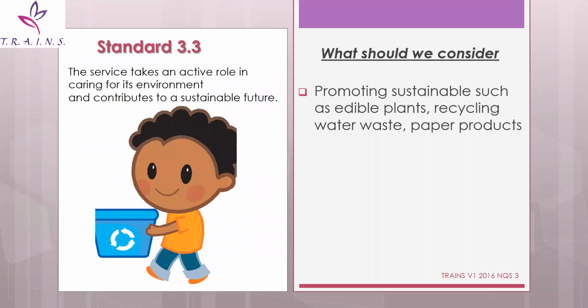So promoting sustainability, such as edible plants. Okay, well, we have our vegetable gardens for the children, fruit and vegetable gardens. Fantastic opportunity for children to learn many skills about responsibility for other living things. And that's where the water saving can come in as well, so that we can teach the children about the safe and the appropriate use of water. Recycling, water waste, paper products.